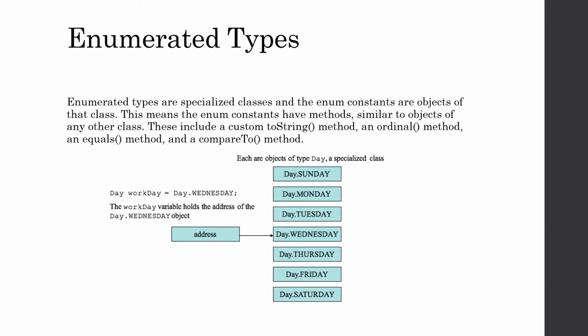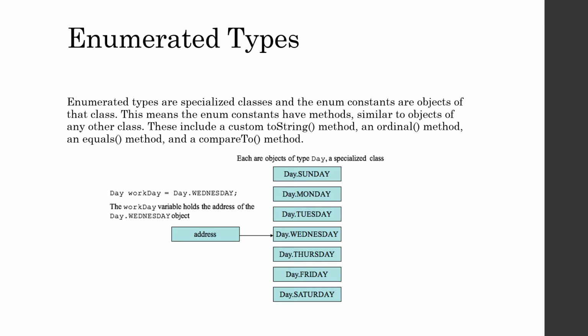So to take a look at what we just wrote, we put together a variable called workday. We said that it was equal to day.Wednesday. So what that means is that now workday is actually a reference variable that holds a reference to the Wednesday object, or that enum constant within our enumerated day type. So if we go ahead and take a look at everything that's on the right-hand side, we see the list of different constants, and it's just going to mention that each of these different constants is going to be an object of our type day, which is a specialized class.